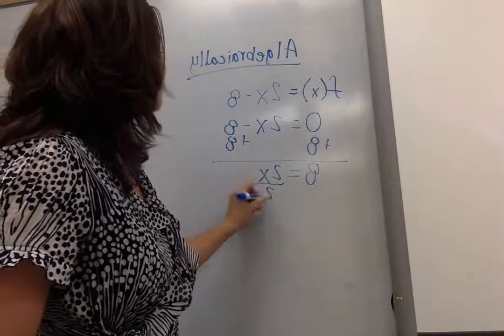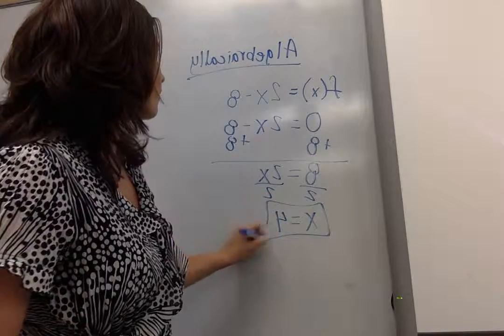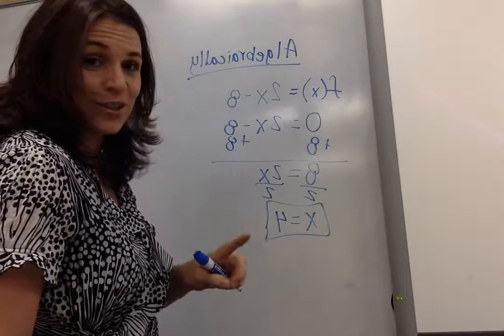And then I divide both sides by 2, and I get x equals 4. So there is one solution to this equation.